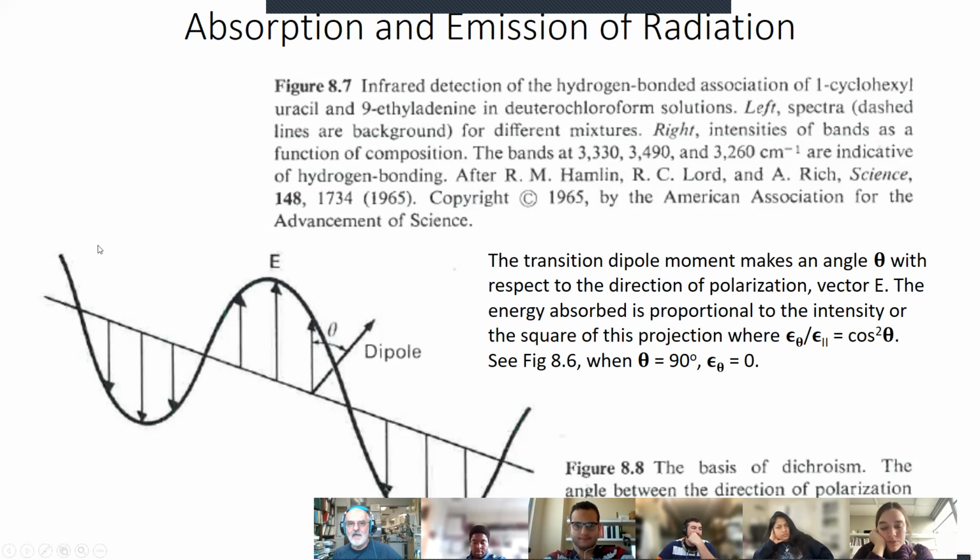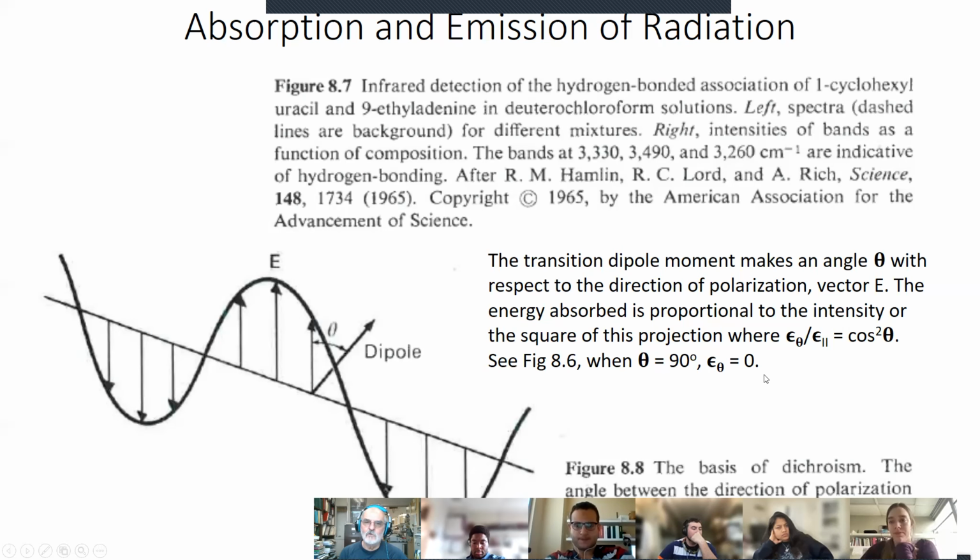Okay, so the transition dipole moment makes an angle with respect to the direction of polarization of the vector. This is for an oriented sample. The energy absorbed is therefore proportional to the intensity, or the square of this projection. You projected something in that dipole moment of water a while ago, so that's where this came from. And it goes as the cosine squared. The intensity goes as the cosine squared. And for example, at 90 degrees, there will be none. All right.